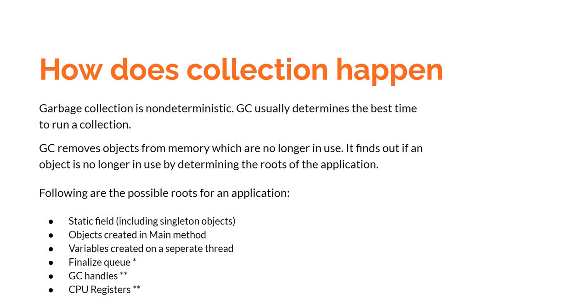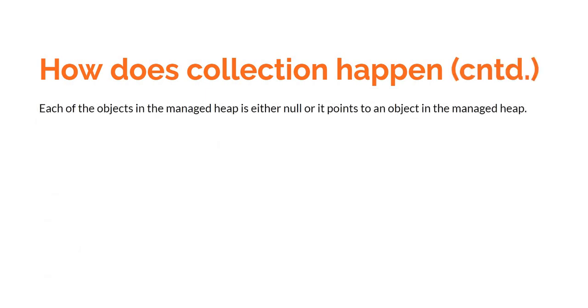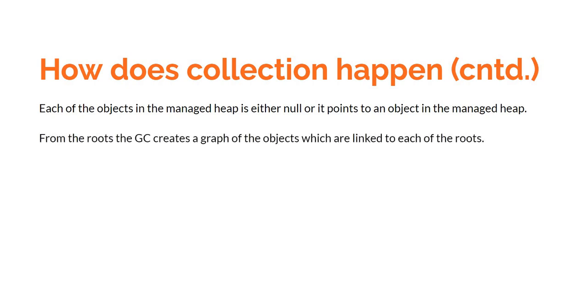So now we understand what the possible roots are. Now let's talk about how the whole process works. Each of the objects in the managed heap is either null or points to an object in the managed heap. These are the only two conditions they can have. The way a garbage collector works is it creates a graph of objects from all the roots. Why is it called a graph of objects? Because it's basically the objects which are linked to the root. It is usually a tree structure where you have multiple objects at the root level, and each object has references to other objects internally, and that creates the graph.